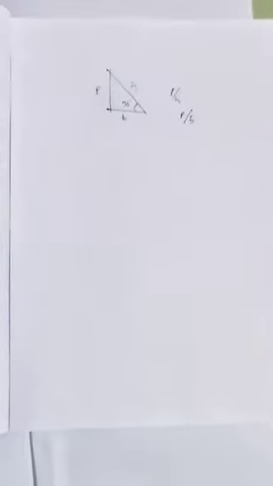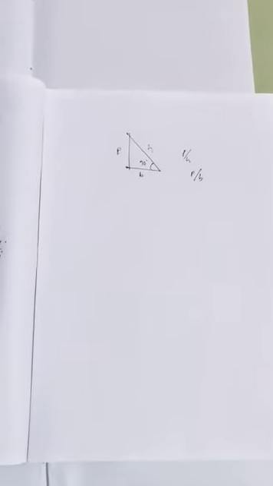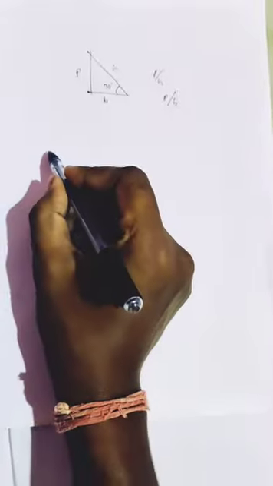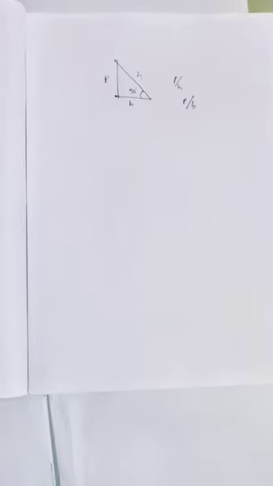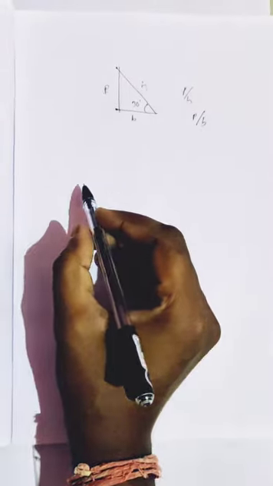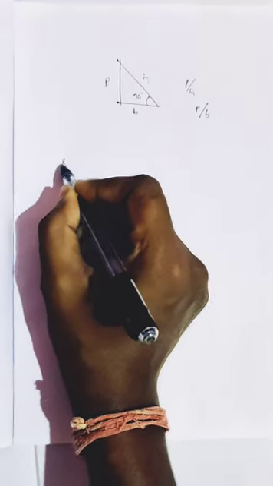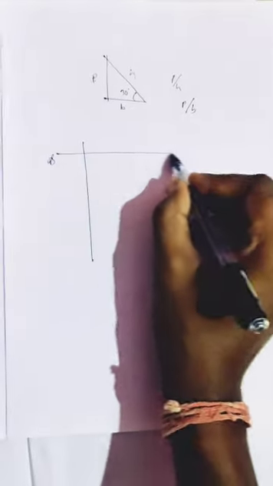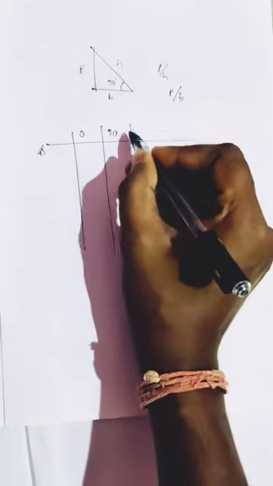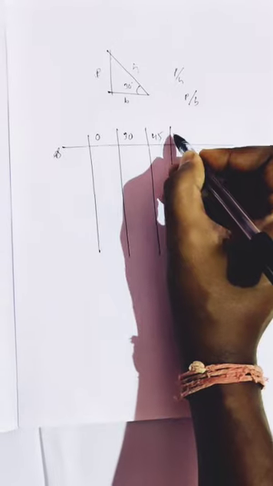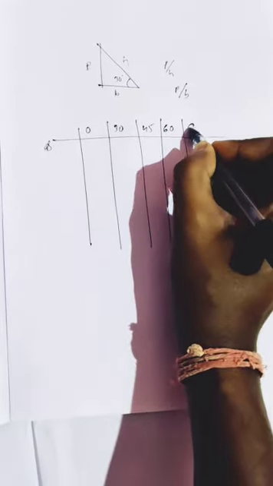So for this we will construct a table. First we'll write sine. There are three ways you can construct a table. The first one is you have to remember all the values for sine. Okay, my dear students, you have to remember all the values of sine. Let us write in this way. This is 0 degree, this is 30 degree, 45 degree, then this is 60 degree, and this is 90 degree.